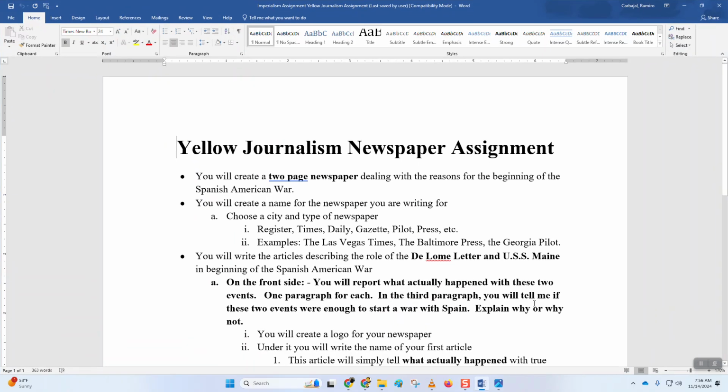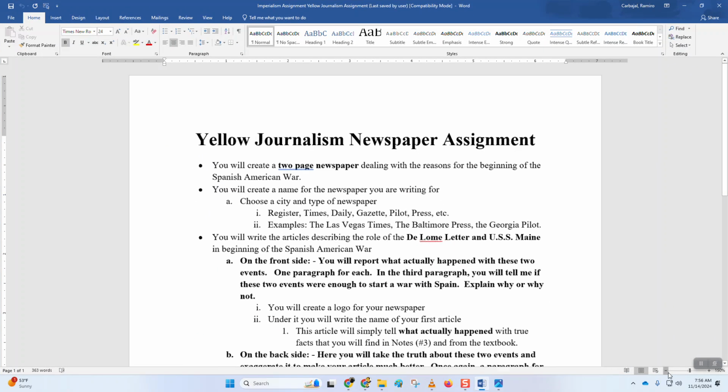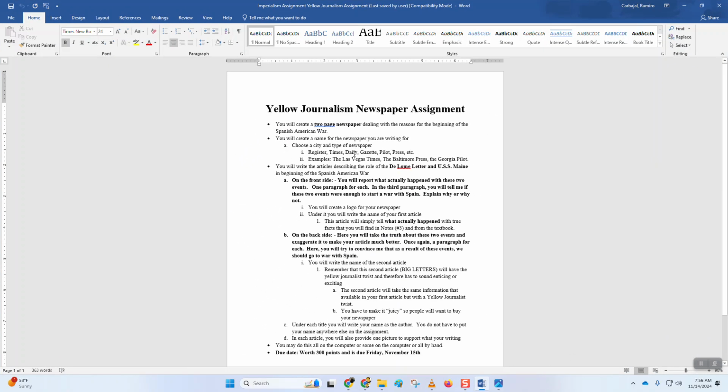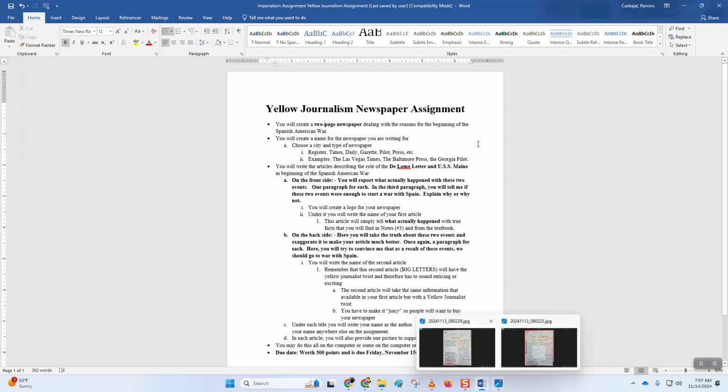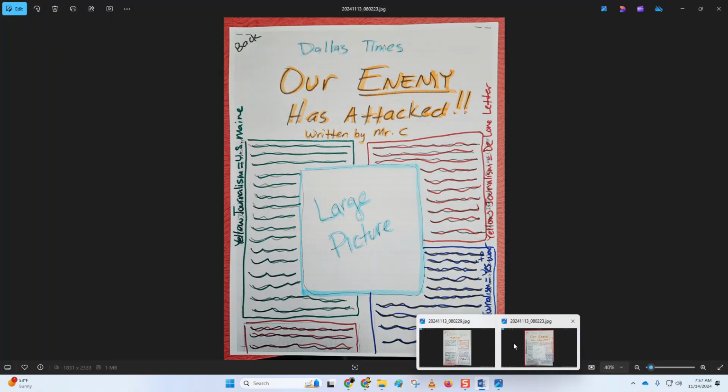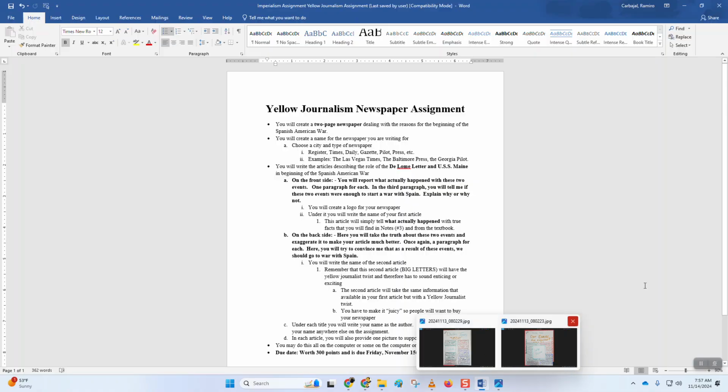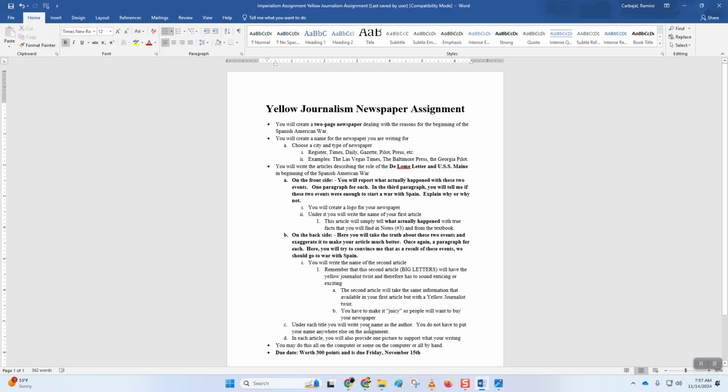Here are the instructions, the one that I gave you in class, and basically everything on the instructions is creating this 2-page newspaper on the Spanish-American War. So I made an example to show you what everything should look like, both on the front, that looks like this, and on the back. So right now I'm going to explain both these images, which is basically all the instructions that you see here.